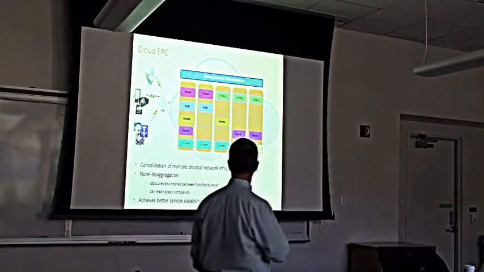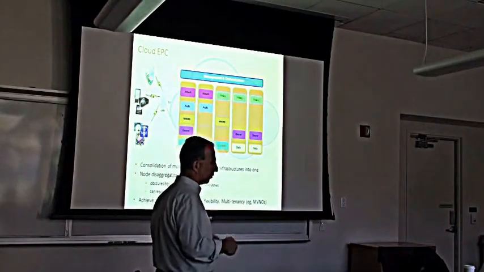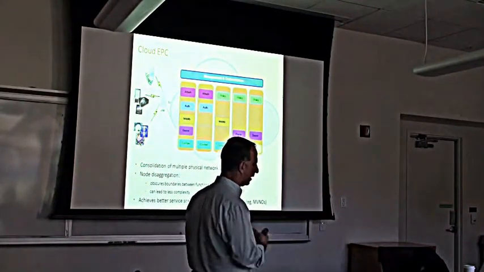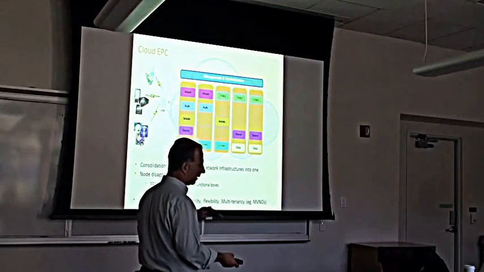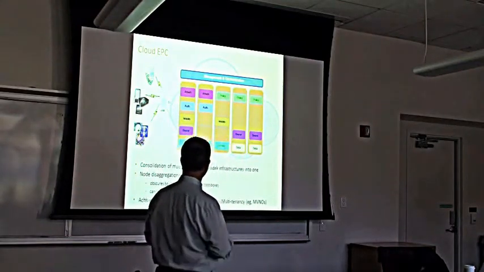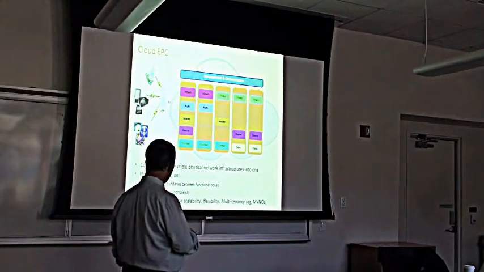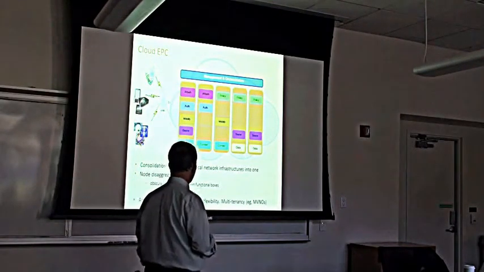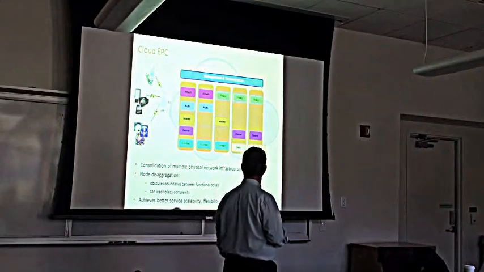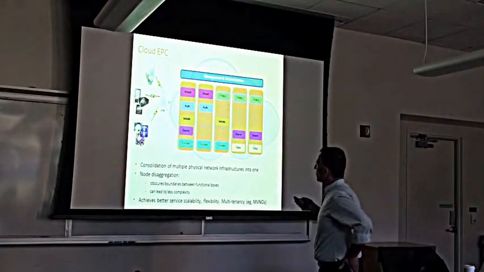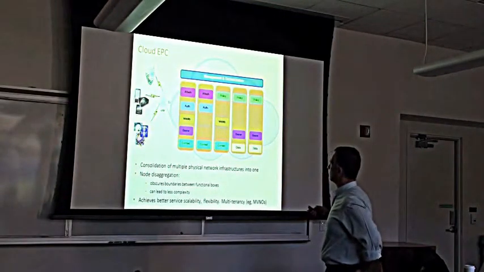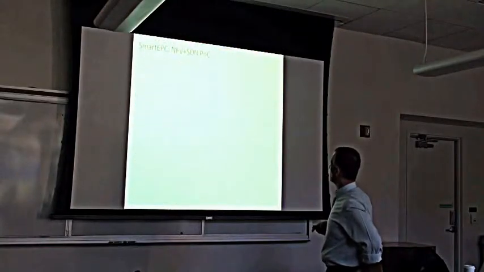This is called node disaggregation, right? It's sort of like mapping one box into a number of VMs that run on the same server. You just run this across a number of servers. So essentially, you remove any boundaries between those functional boxes. So that's what people call the cloud EPC.